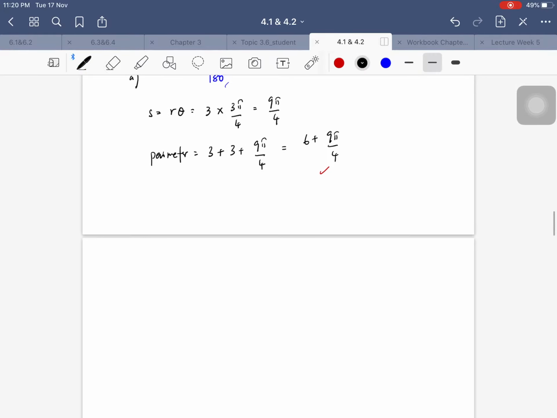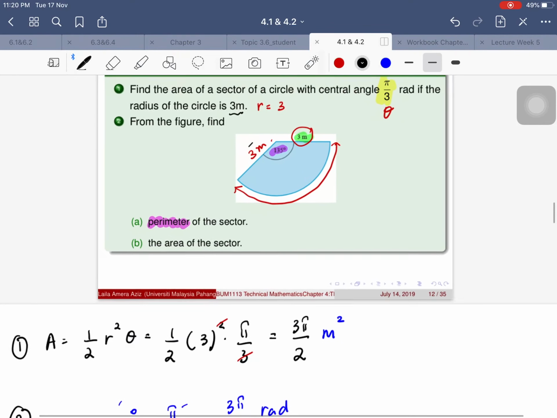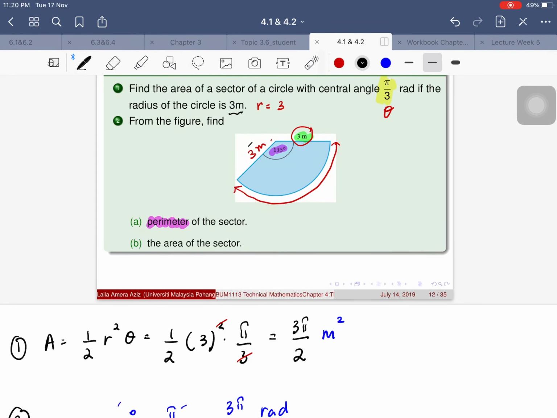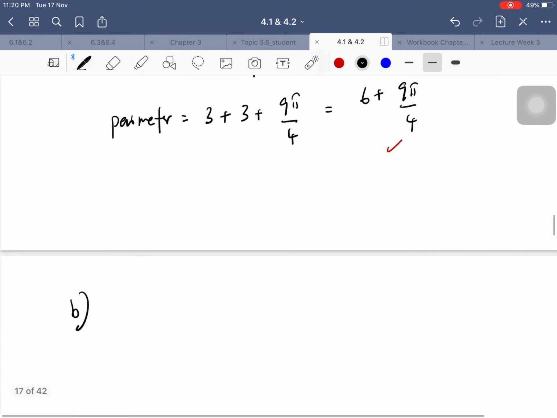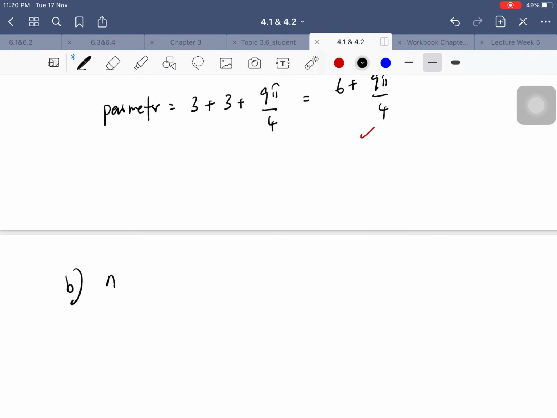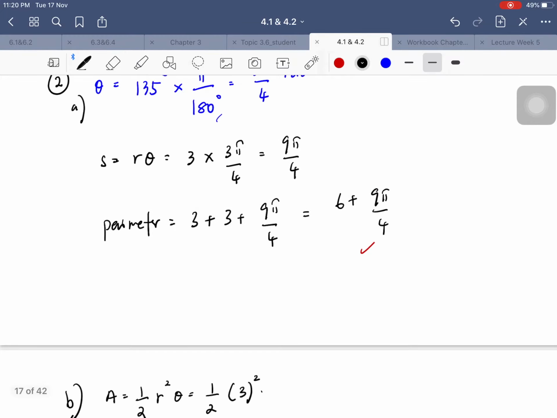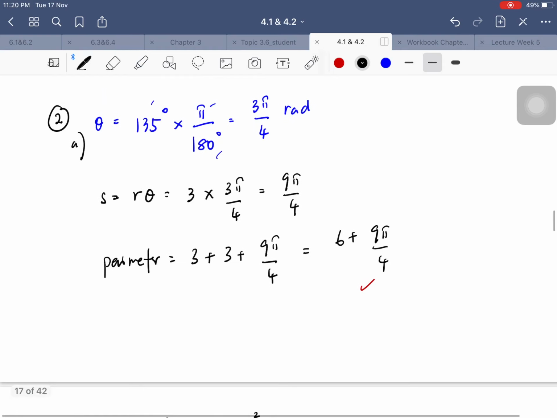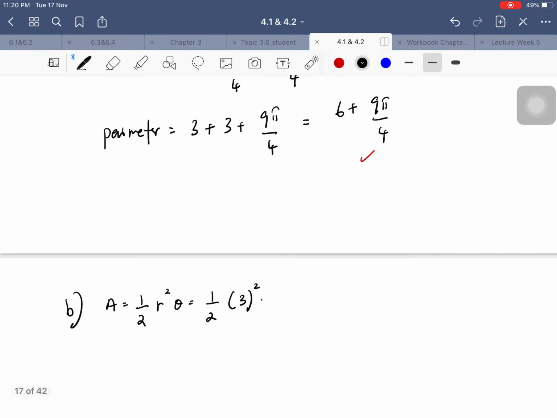Now let's have a look at B. What does B want? For question B, it says it wants the area of the sector. Now we have all the information already, so we can just simply put the formula. A is going to equal a half r squared theta. That is going to equal a half multiplied by 3 squared, because r is equal to 3. And our theta for this case is equal to 135 degrees, which converted is 3 pi over 4 radian.